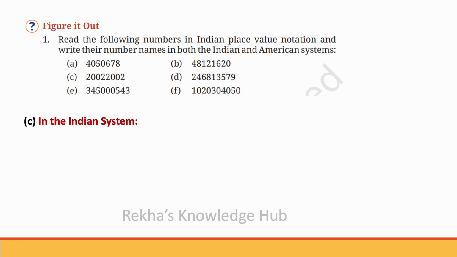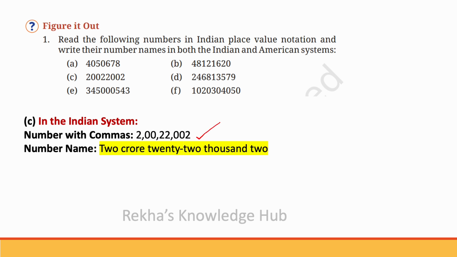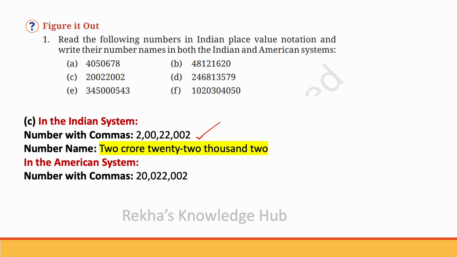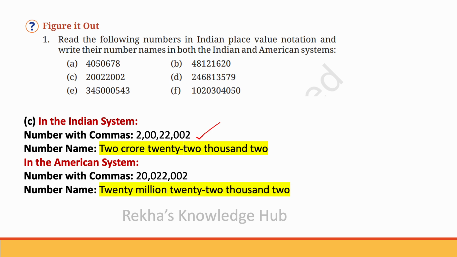Then see the next number, 20022002. So in Indian system, you put commas like this in 3-2-2 pattern. First comma after 3 digits from right, then next commas after every 2 digits. So we can write like this: 2,00,22,002. How do you read this number? This number name is 2 crore 22,002. In the American system, you put commas after every 3 digits from the right, like this: 20,022,002. So this is 20,022,002.